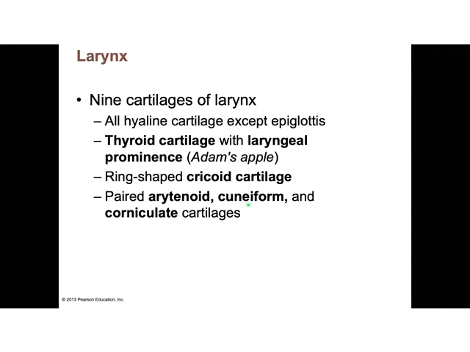Thyroid cartilage has a laryngeal prominence called the Adam's apple in males. It's much less prominent in females. And then there's a cricoid cartilage underneath it. And then there are paired arytenoid, cuneiform, and corniculate cartilages, which are on the lateral walls and the back of the larynx. Okay, and they're covered with mucous membrane.